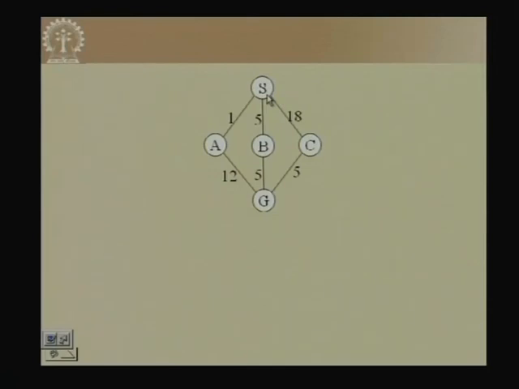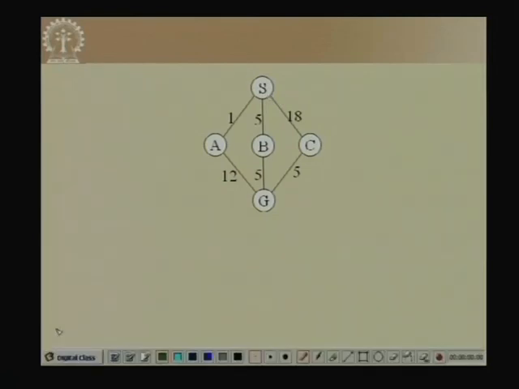Let us look at, as an example, this search graph consisting of these 5 nodes. This is the start node, this is the goal node. In uniform cost search, we will start with the start state S, first generate A which has a G value of 1, then generate B which has a G value of 5. Then the candidates for expansion are G along this path with a G value of 13, G along this path with a G value of 10, and C along this path with a G value of 18.